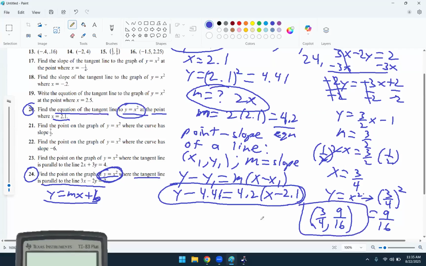That's the point we're looking at on this parabola that will have a tangent line whose slope is going to be 3/2, which means it's parallel to this given line. Does that make sense? Can we see that? All right, let's do a couple more here.